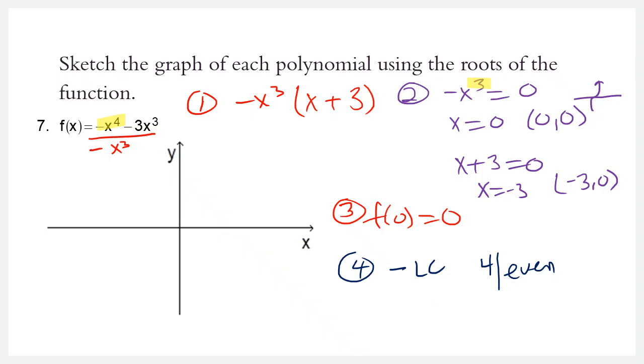So the negative lets us know that on the right side, we're going to be going towards negative infinity, and because it's even, that means on the left side, we're going to be doing the same thing. And now we're going to put it all together.